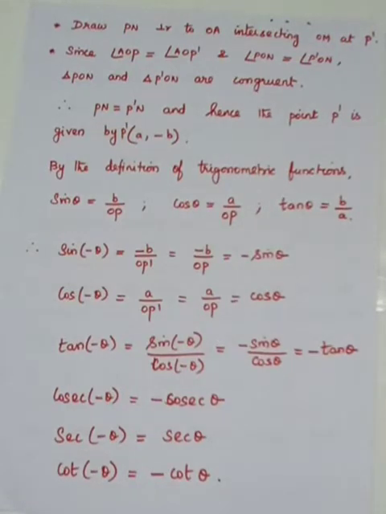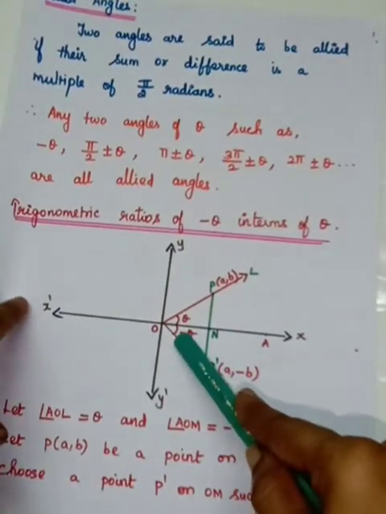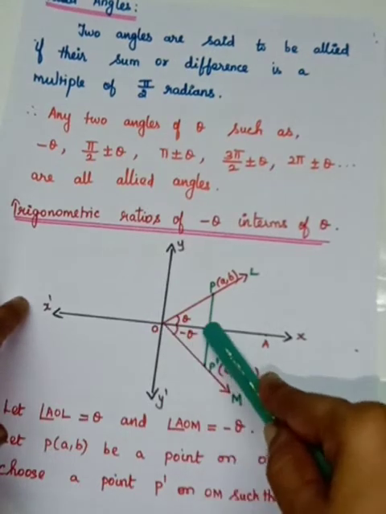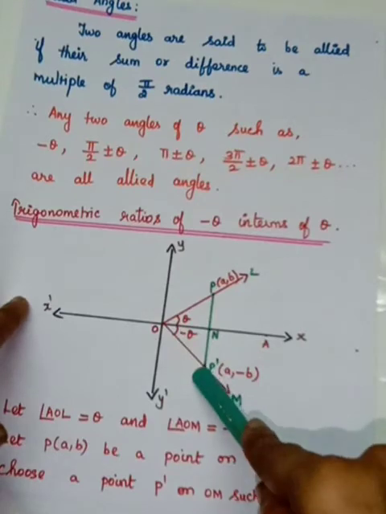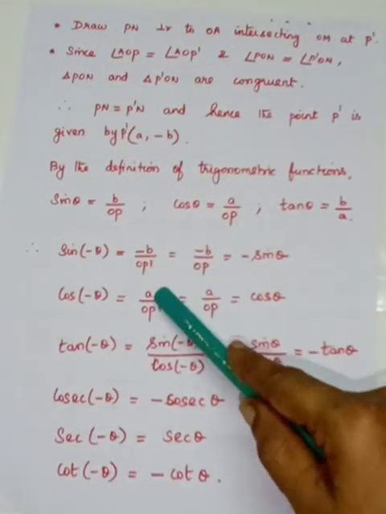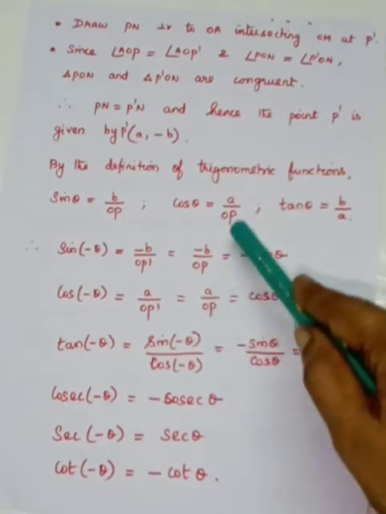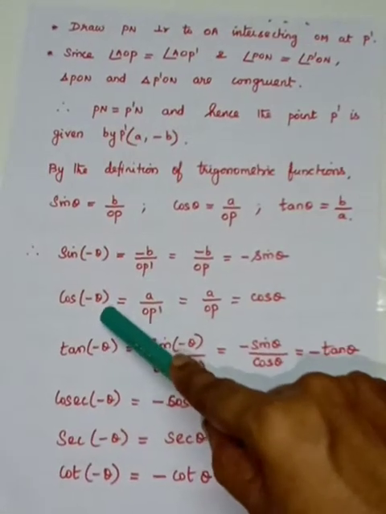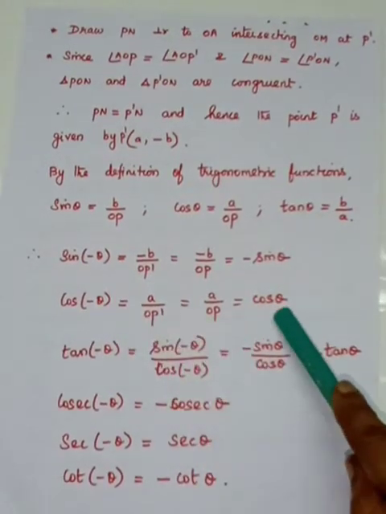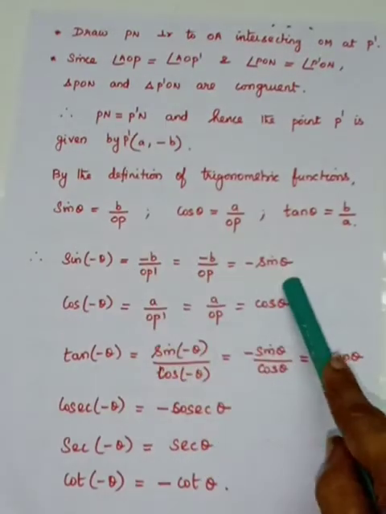And go for cos of minus theta. What is cos of minus theta? You have to consider this triangle. Cos of minus theta, adjacent side. So ON is the adjacent side, whose distance is A, and hypotenuse is OP dash. So it is A by OP dash. OP dash and OP are equal, A by OP. What is A by OP? That is cos theta. You see the difference? Cos of minus theta is equal to cos theta. What is sine of minus theta? That is minus sine theta.